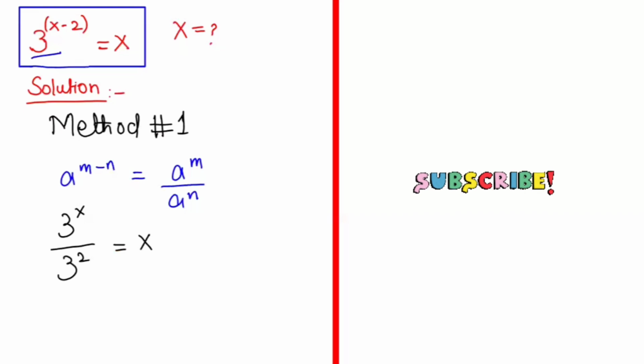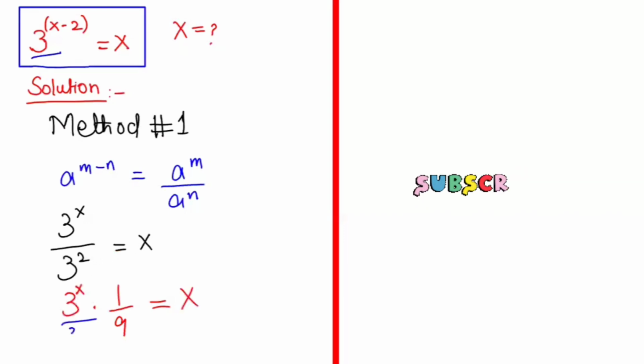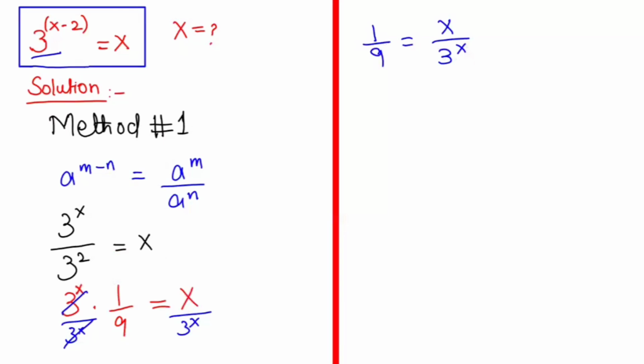x. Now we're going to express this by writing it in this form: 3 to the power of x times 1 over 9 is equal to x. Now here this 3 to the power of x is multiplying, so we divide both sides, where this and this get cancelled. So the expression we get is 1 over 9 is equal to x over 3 to the power of x. I'm going to take this 3 to the power of x to the numerator, so I will write it out: 1 over 9 is equal to x times 3 to the power of negative x.